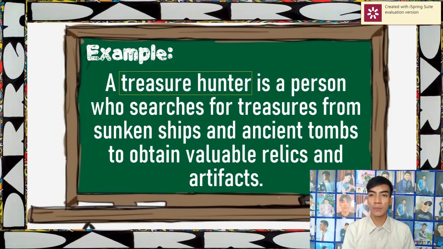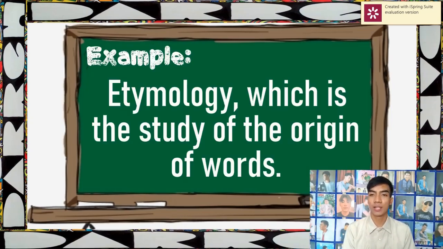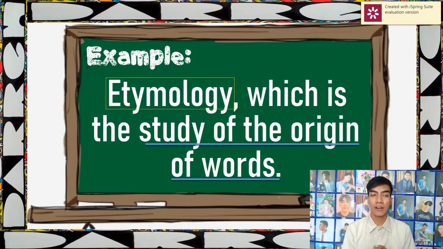Let's box the unfamiliar term, which is treasure hunter. As I have mentioned, its meaning is directly defined already. So what is a treasure hunter? A treasure hunter is a person who searches for treasures. Easy, right? Let's have the other one. Etymology, which is the study of the origin of words. What is etymology? It is the study of the origin of words. As easy as that is our first context clue type.